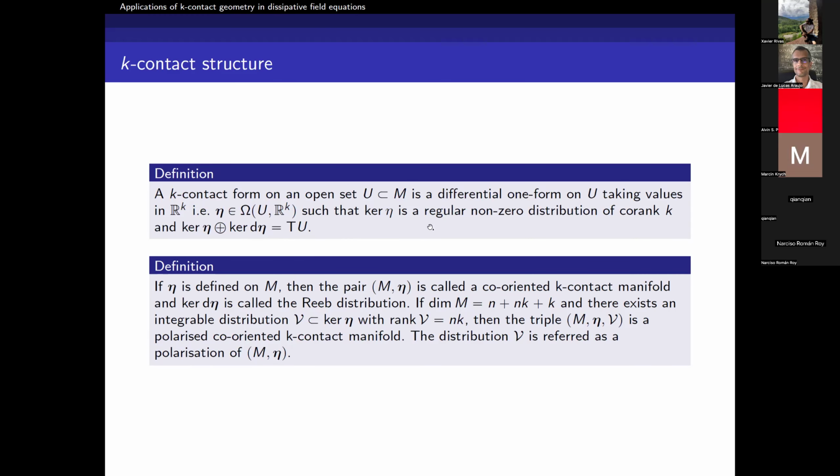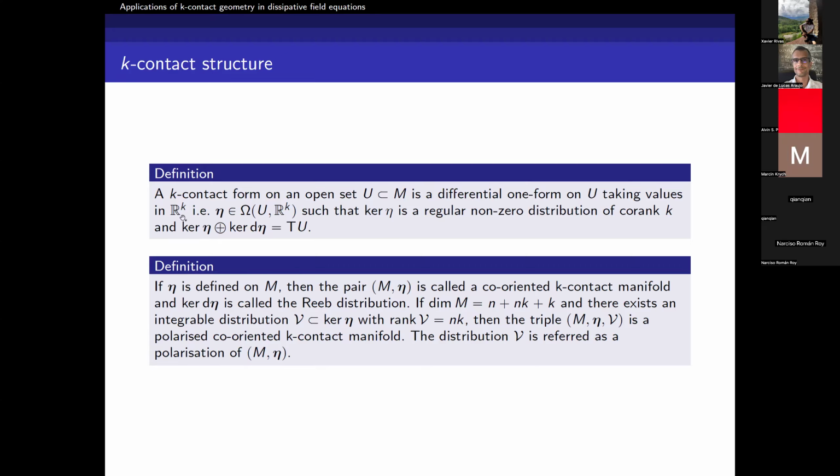I haven't written this, but a regular distribution is a smooth distribution and a distribution which has constant rank. And a smooth distribution is such that it is locally spanned by vector fields.